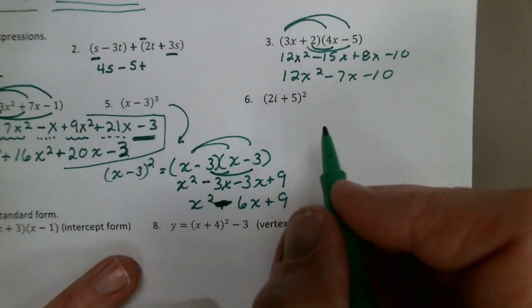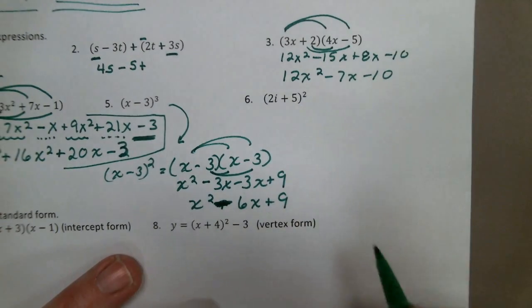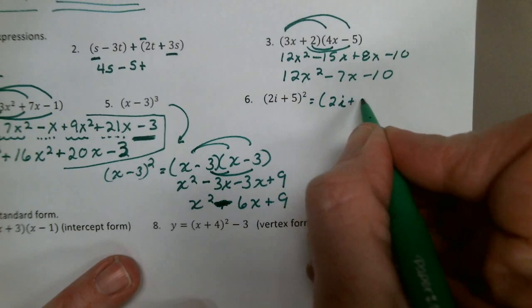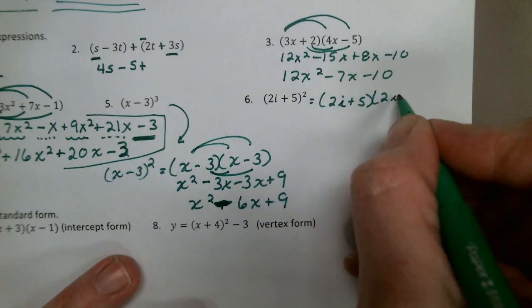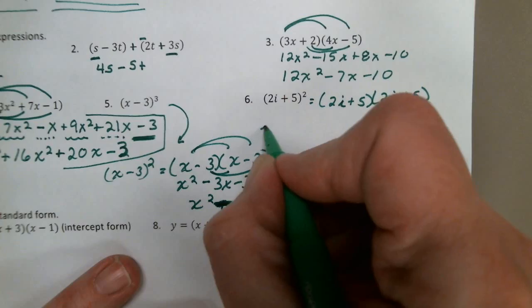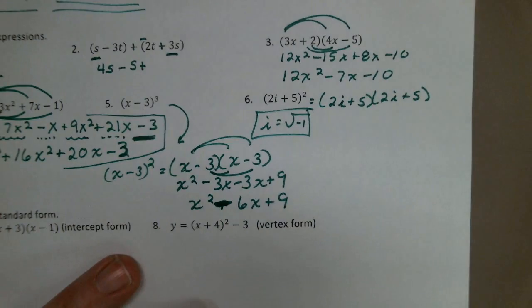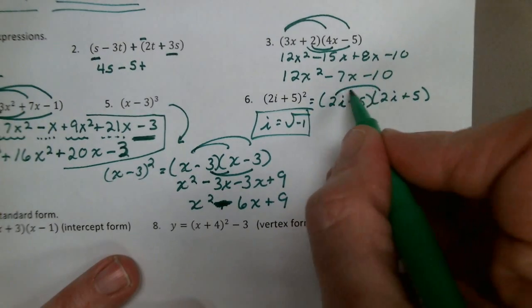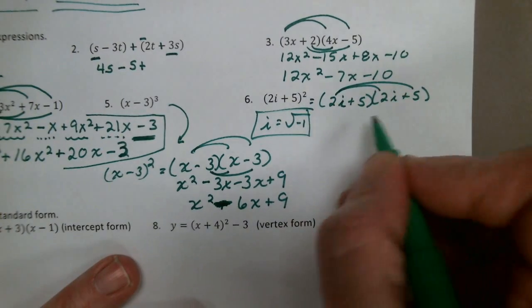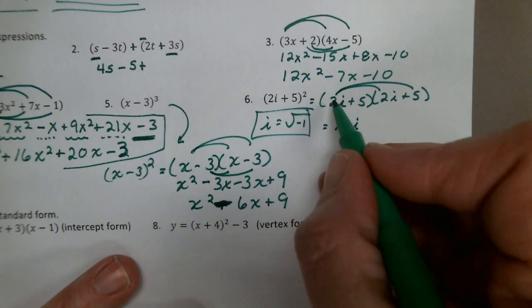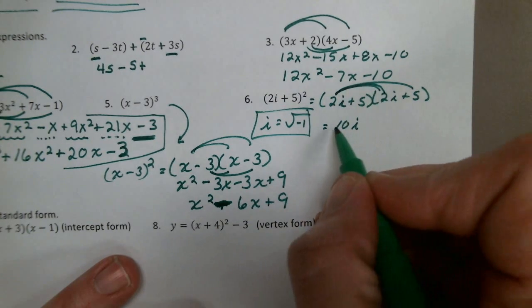Okay, number 6. 2 plus 5i squared. So we'll write that, 2i plus 5 times 2i plus 5. Remember, i is equal to the square root of negative 1. That's the imaginary unit. So I FOIL again. 2i times 5 is 10i. Oops. 2i times 2i. Missed that one.